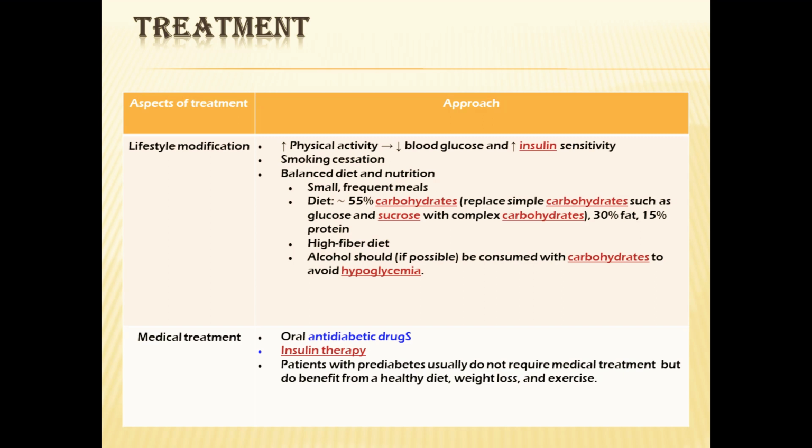Diet should be composed of 55% carbohydrates, 30% fat, and 15% protein. A high fiber diet is recommended. Alcohol should be stopped. If possible, it should be consumed with carbohydrates to avoid hypoglycemia. The medical treatment includes oral antidiabetic drugs and insulin therapy. Patients with prediabetes usually do not require medical treatment but do benefit from a healthy diet, weight loss, and exercise.